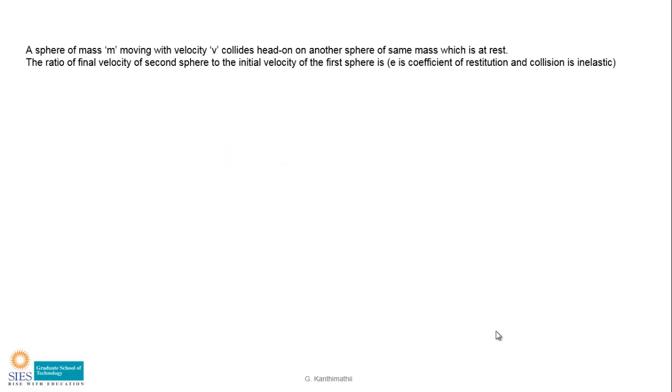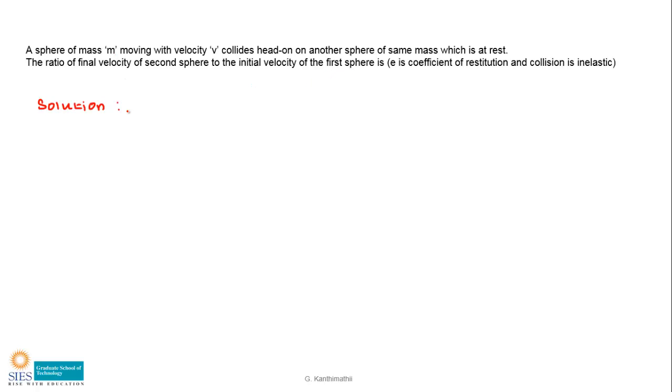A sphere of mass m moving with the velocity v collides head-on another sphere of same mass which is at rest. The ratio of final velocity of the second sphere to the initial velocity of the first sphere is? It's also given e is the coefficient of restitution and the collision is inelastic. So what are you asked to find? You are asked to find the ratio of the final velocity of the second sphere to the initial velocity of the first sphere.